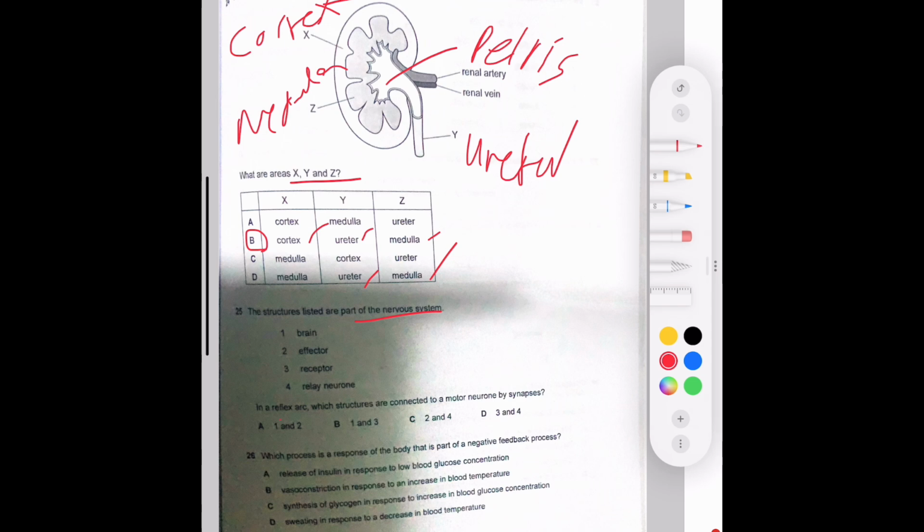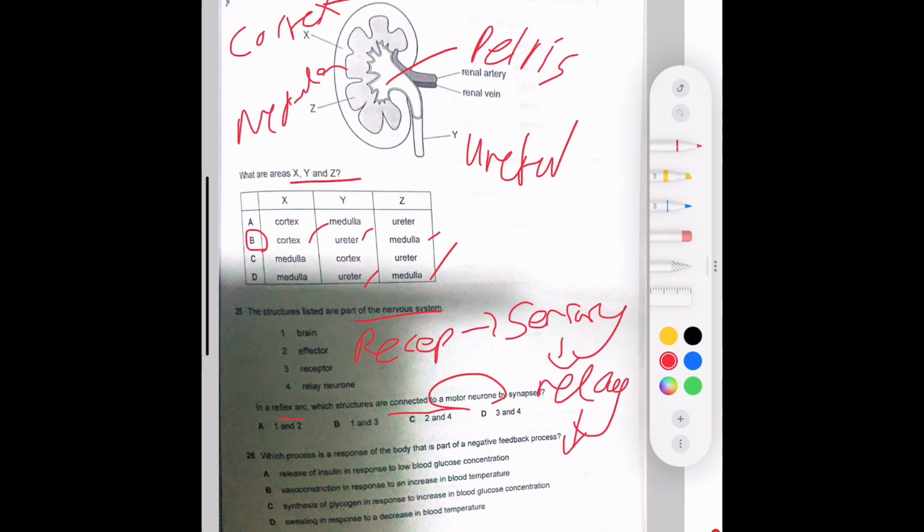25. Structures listed are part of the nervous system. In a reflex arc, which structures are connected to a motor neuron by synapses? Well, okay, let's write out the whole reflex arc. Firstly, the receptor cell, and then it will send impulses to the sensory neuron, and then it's going to send the impulse to the relay neuron, and then it's going to send it to the motor neuron, and the motor neuron will send instructions back to the effector. And therefore, the effector and the relay neuron are the ones that connect to the motor neuron. So therefore, 2 and 4, so C is the reasonable answer.